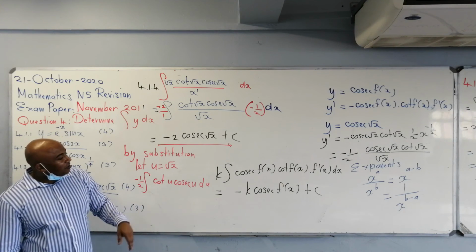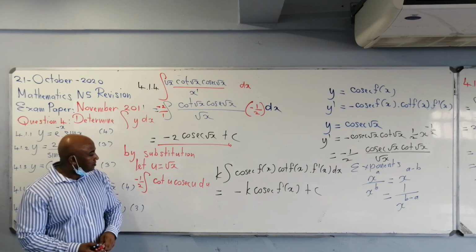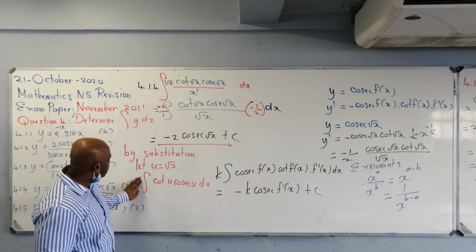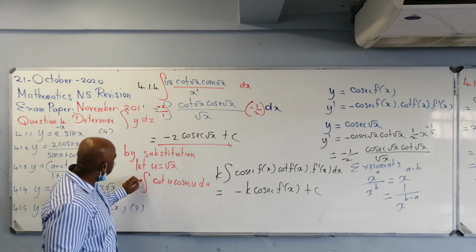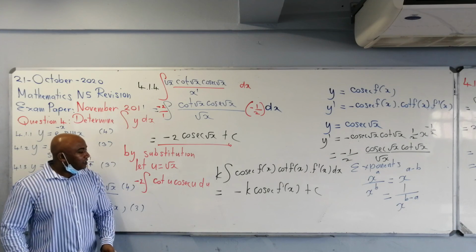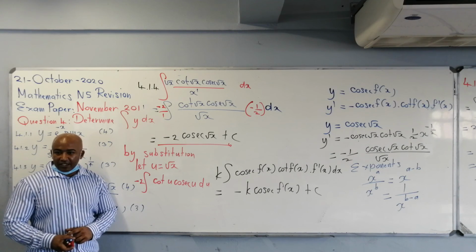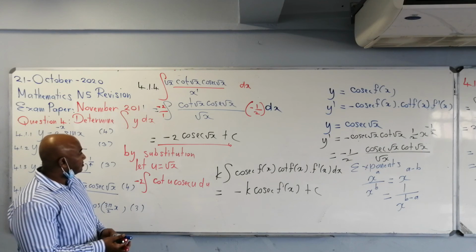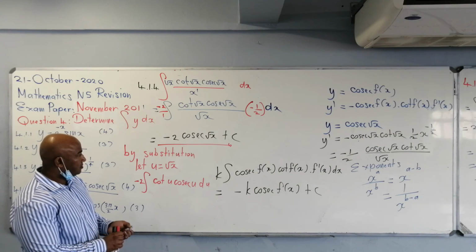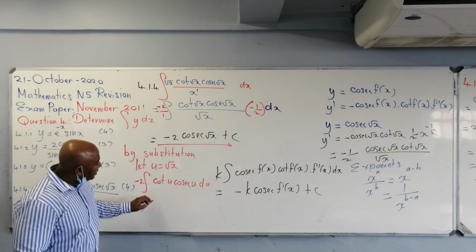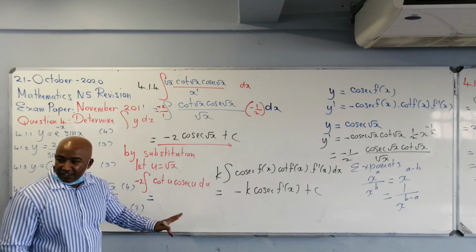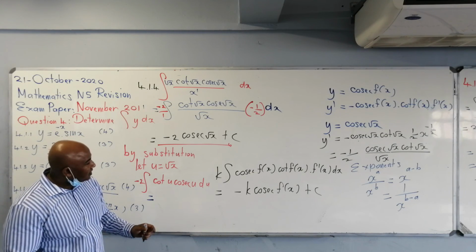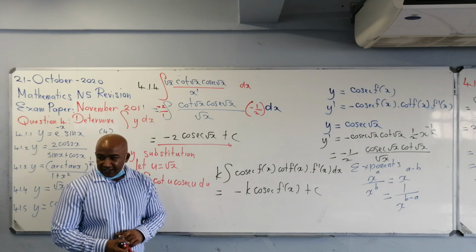Okay, then you'll make this minus 2 here. That will be minus 2 cot times cosec, and then you integrate and get your answer. But let me leave you all to have a look at this.